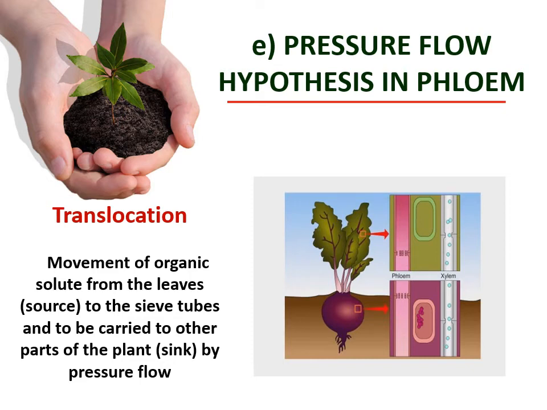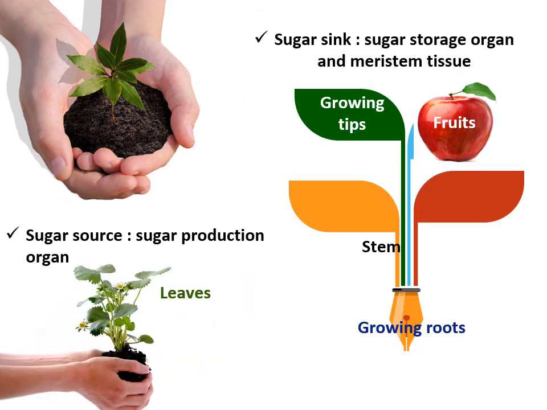Phloem sap moves through the sieve tubes by bulk flow driven by positive pressure, known as pressure flow. The pressure flow hypothesis explains why phloem sap flows from the source to the sink. Sugar source is the sugar production organ in a plant where photosynthesis occurs and soluble organic products are synthesized. Examples of sugar sources are green leaves.